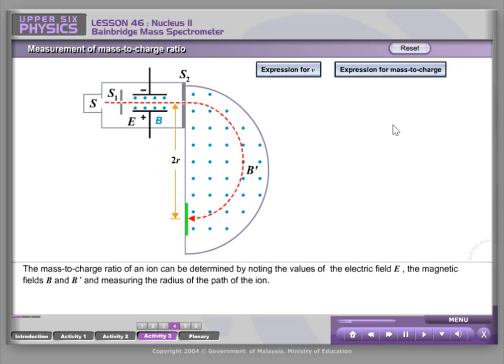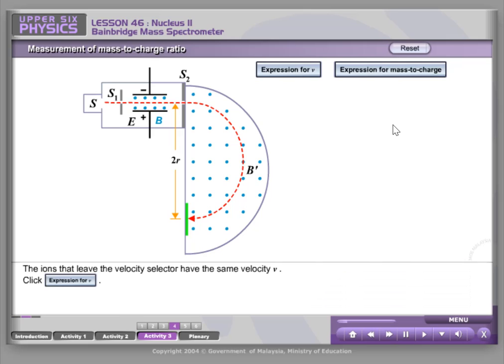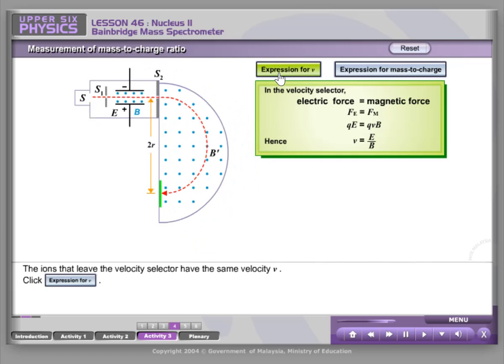The mass-to-charge ratio of an ion can be determined by noting the values of the electric field E, the magnetic fields B and B', and measuring the radius of the path of the ion. The ions that leave the velocity selector have the same velocity v. Click the Expression for v button.